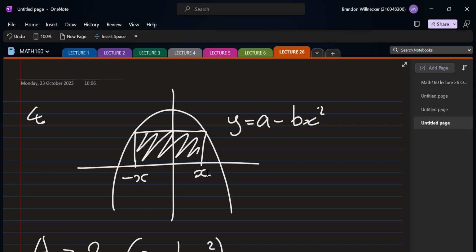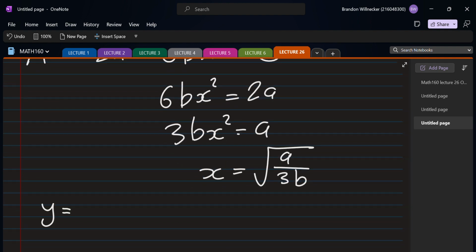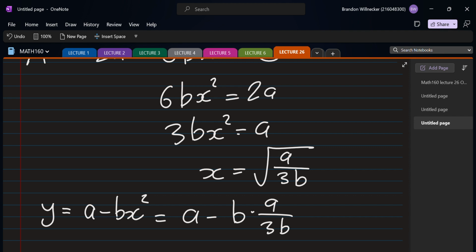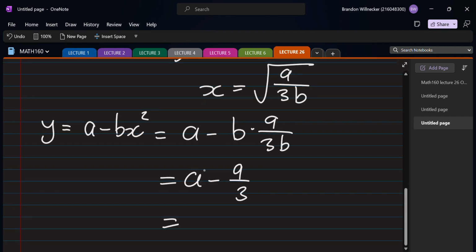What is the y value? So we can just substitute. So y is equal to a minus bx squared. So that's going to be a minus b times a over 3b, just by multiplying the x with itself. So that gets rid of the roots. So the b's can cancel. So we have a minus a over 3. So we're left with 2/3 a. So that's the y value.